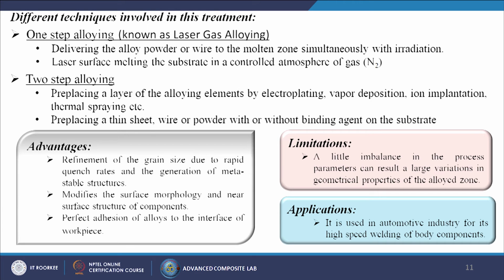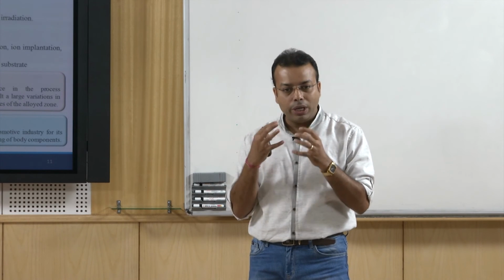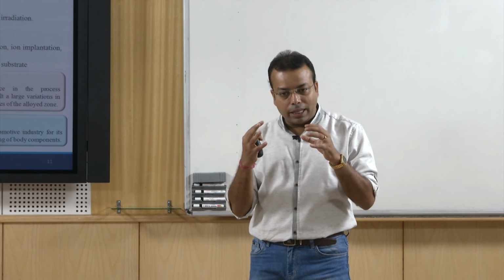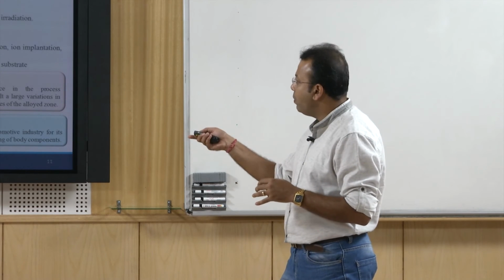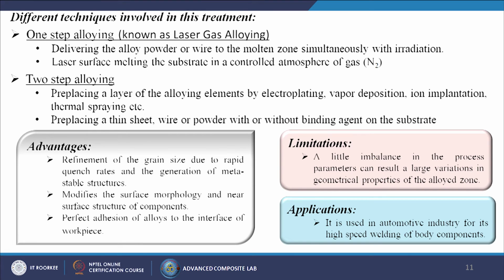Then in the second step, pre-placing a layer of the alloying elements by electroplating, vapor depositions, ion implantations, thermal spraying, etc. Pre-placing a thin sheet, wire or powder, with or without binding agent, on the substrate. So, first initially we are mixing those, then we are doing chemical reactions by means of electroplating or vapor depositions or ion implantation, so that they are making chemical reactions in between them.